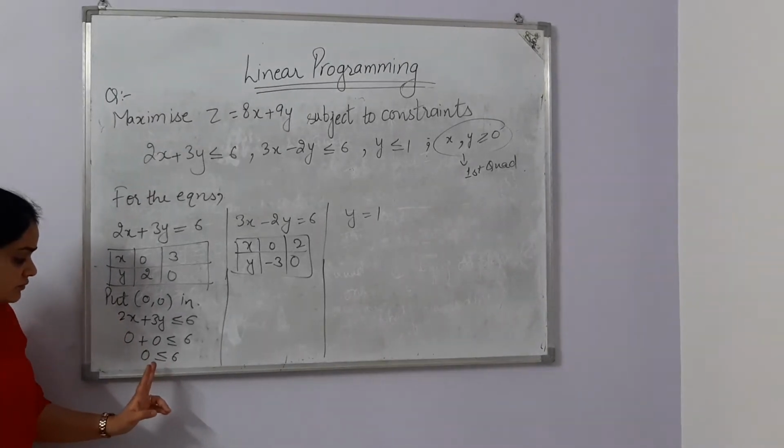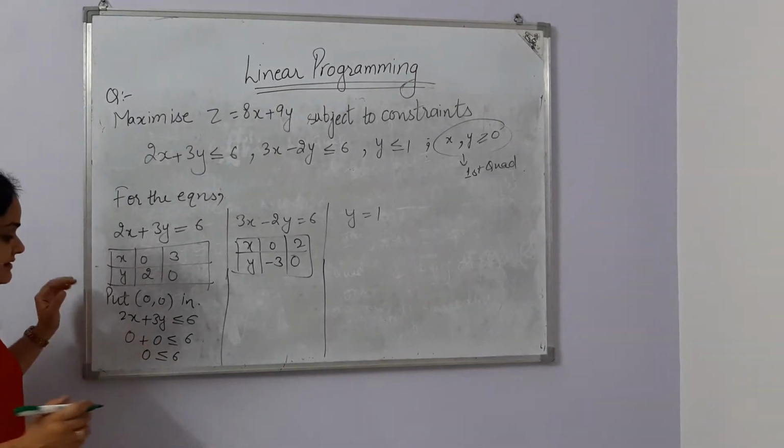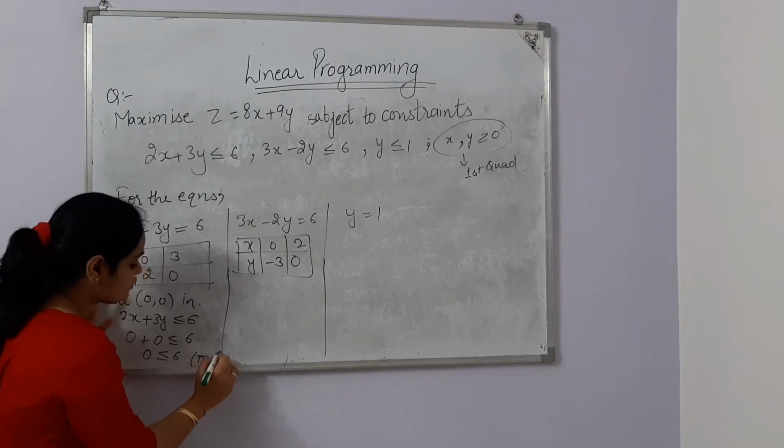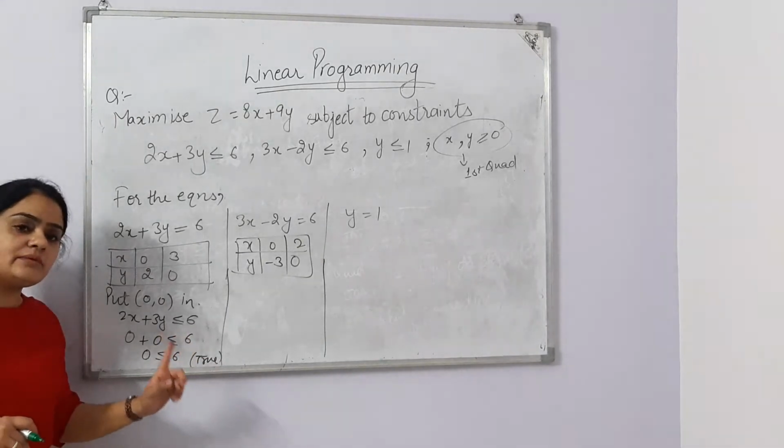We know here one condition is not true: 0 is equal to 6. But one condition is true: 0 is less than 6. So this is a true condition. We can get two conditions. Either it can be true or it can be false.